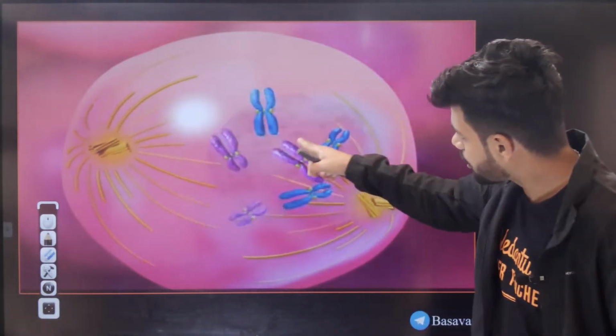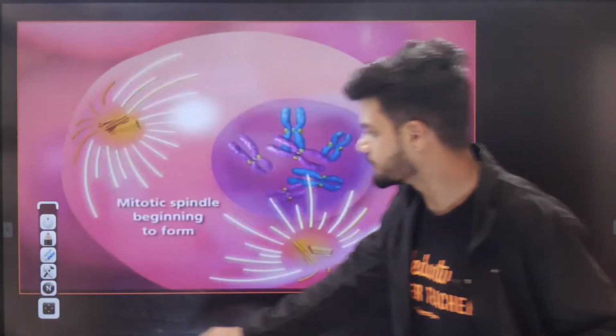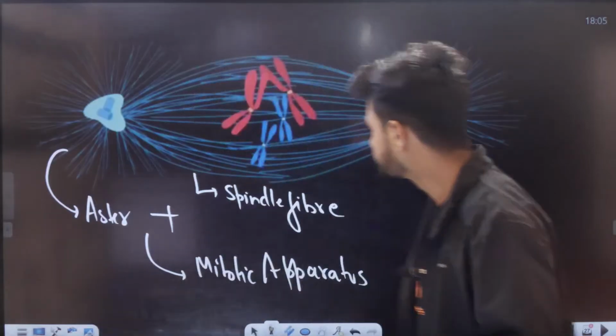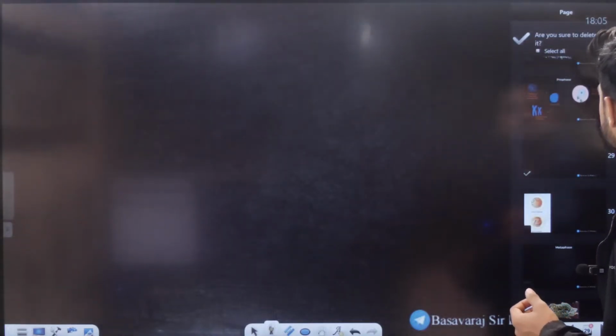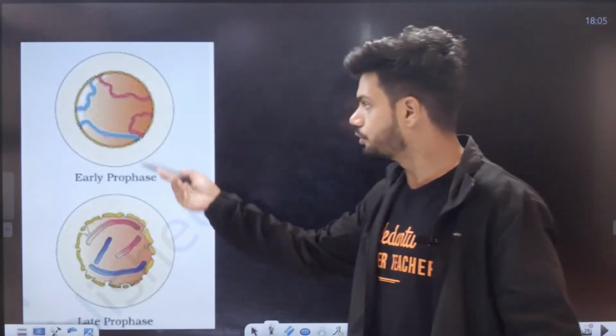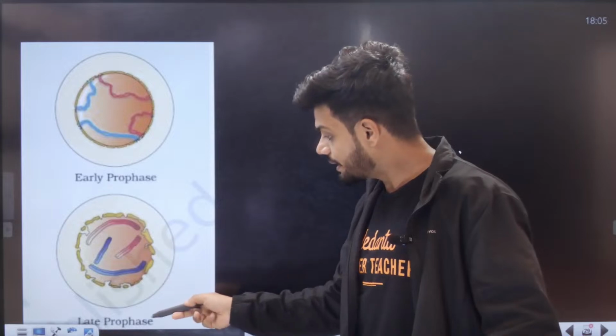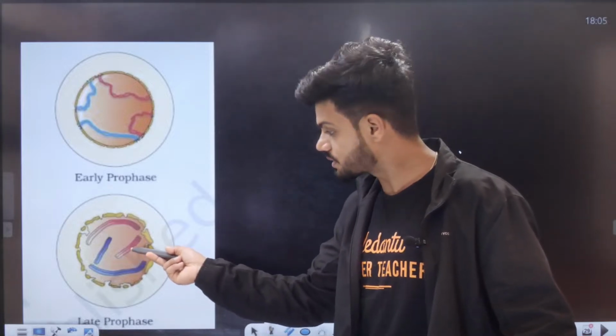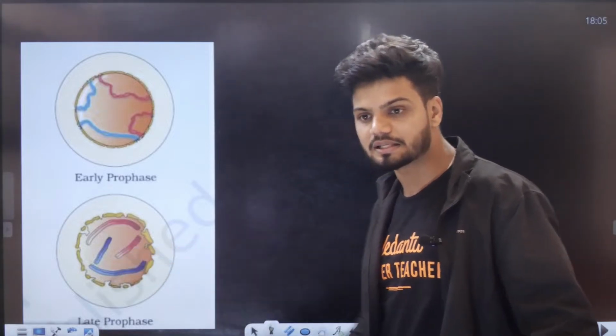And there is compaction here. This compaction is happening here. That is the entire prophase. Students, is that clear to all of you? Can you see here? Early prophase, chromatin; late prophase, chromosomes. Condensation has occurred here.